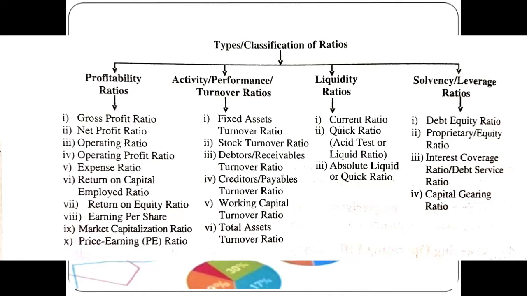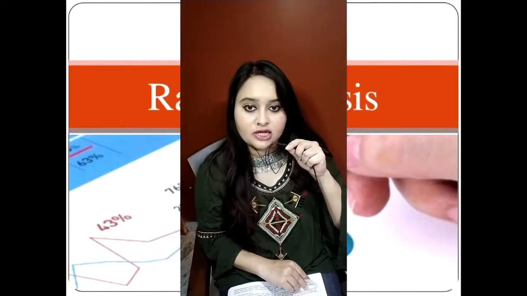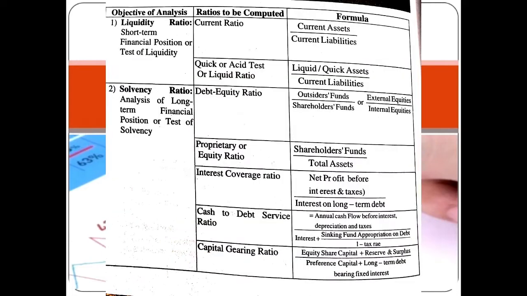Similarly, stock turnover, debtor turnover and creditor turnover ratios are given to us. Then there is the analysis of the liquidity ratios, the current ratio and the quick ratio, also known as the acid test ratio. I will also be sharing the formulas with you. Then the analysis of solvency: the debt equity ratio and the proprietary ratio. These have to be kept in mind when you are solving the questions.